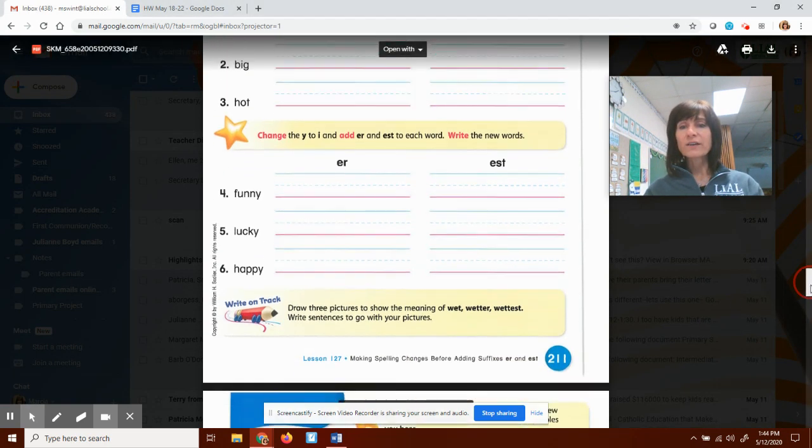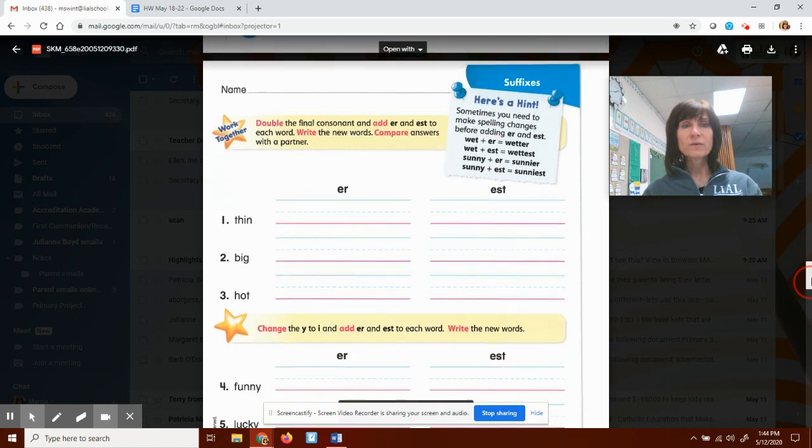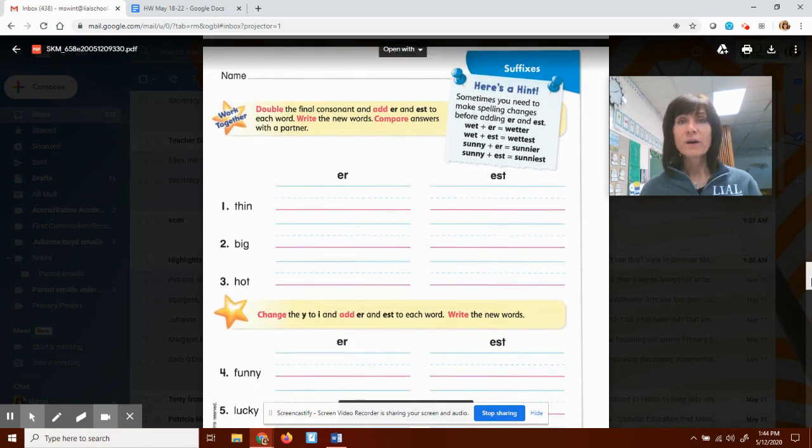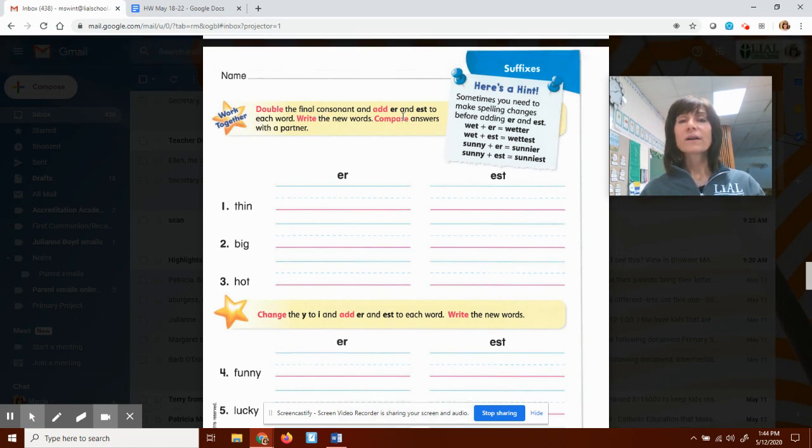Today, I need you to tear out 211, 212. We'll start with that. We are continuing on our lessons for suffixes. And the review, again: suffixes are at the end of the word of a root word, or sometimes they call it a base word. Put your name at the top of the sheet and let's get started. It says double the final consonant and add ER and EST to each word. Write the new words. Compare your answers with yourself.